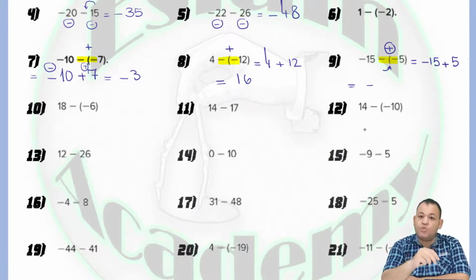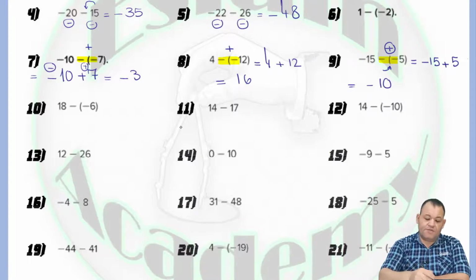If the two numbers have the same sign, add them. If the two numbers have different signs, subtract them. 15 is negative, 5 is positive, the two numbers have different signs, so I will subtract them. 15 minus 5 equals 10. So negative 15 plus 5 equals negative 10.